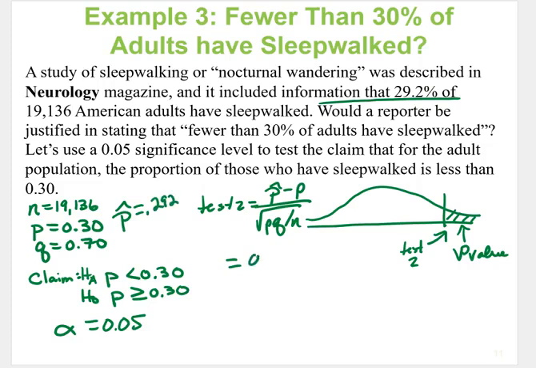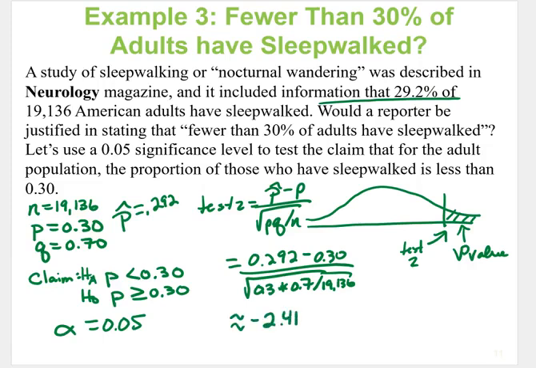So 0.292 minus the p, which is 0.30, and divide that by the square root of p times q divided by n, which is 19,136. Okay, so I'm going to put all that in my calculator, and I get about negative 2.41. So there's my test z right there, negative 2.41.